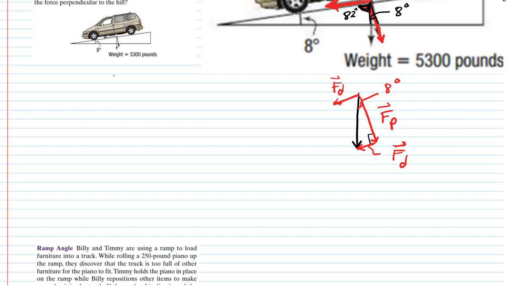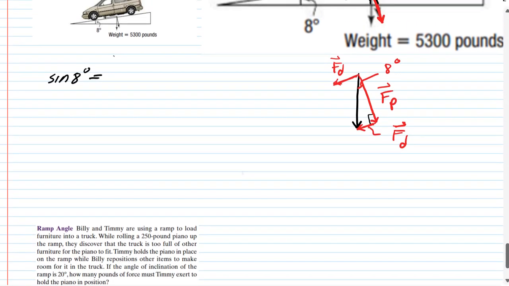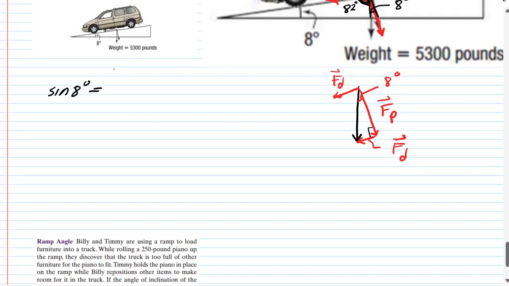Remember, perpendicular components are orthogonal to each other. They form the right angle. Now, let's do sine of 8 degrees in this triangle. What is the sine of 8 degrees? Sine is the ratio of opposite side, the magnitude of the force downhill, divided by the hypotenuse. The hypotenuse is the weight vector, whose magnitude is 5,300, right?